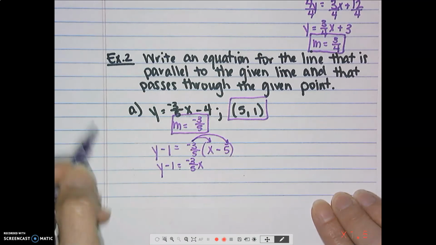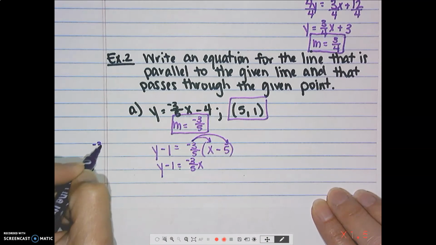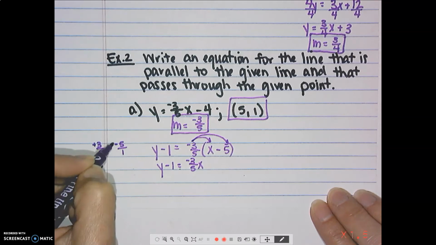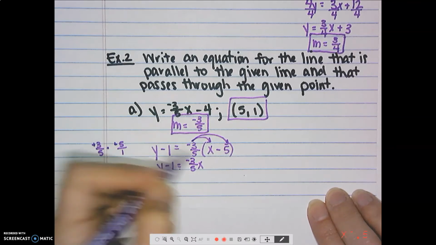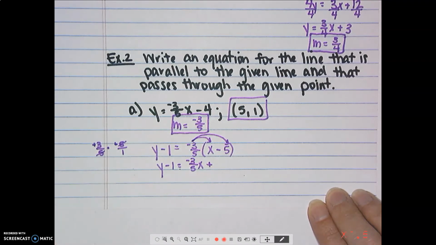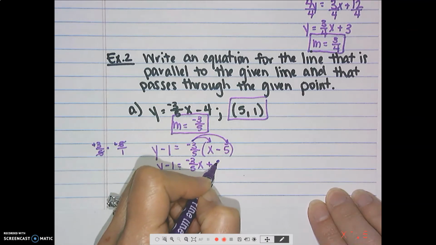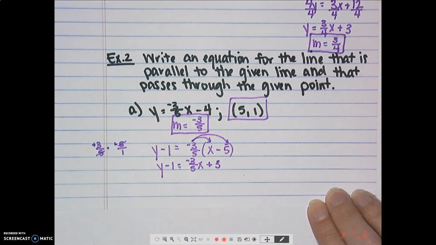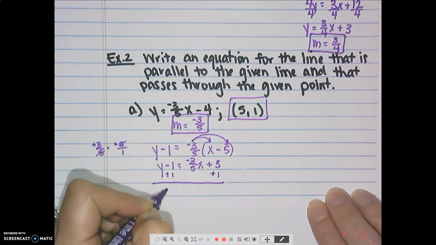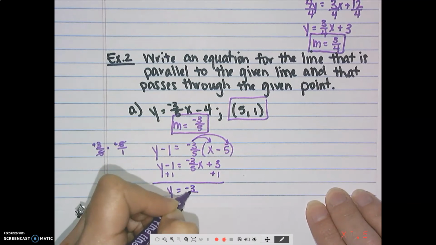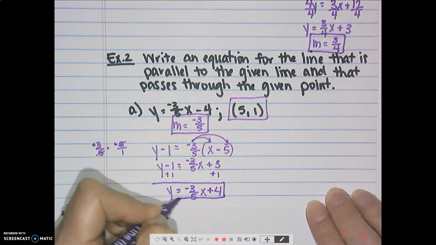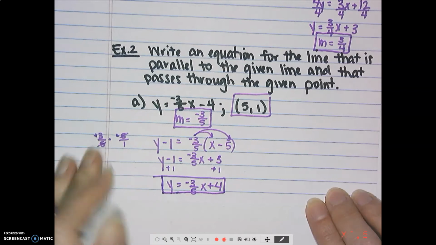So we have y minus 1 equals negative 3/5 x, and negative 3/5 times negative 5. So if we do that work, I'll actually do it over here. Negative 3/5 times negative 5. Remember, that's over 1. So a negative times a negative is a positive. And the 5's actually go away because 5 divided by 5 is 1. So we would just be left with 3. Okay? To get y by itself, we're going to add 1 to both sides. So y is going to equal negative 3/5 x plus 4. And that is our final answer.